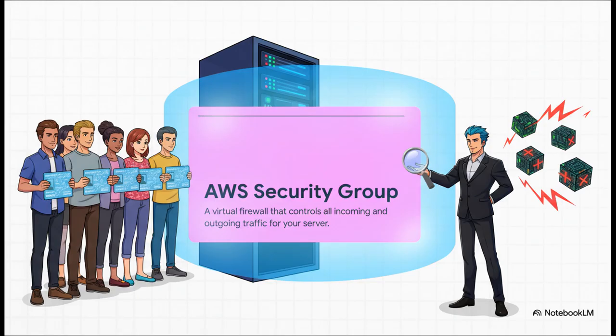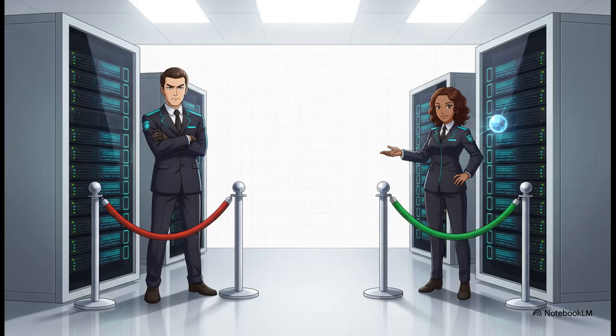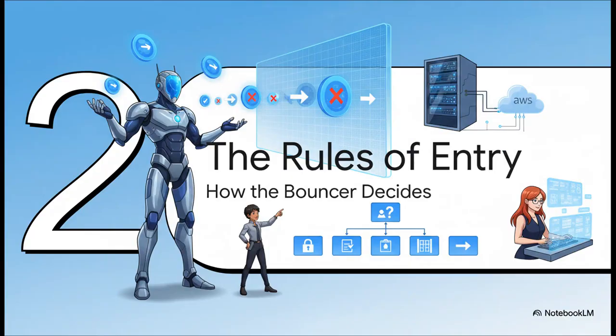Its entire job is to control all the traffic coming in and all the traffic going out. And this is a super important point. Security groups operate at the instance level. That means this bouncer is tied directly to the server itself. So you could have two servers sitting in the exact same network, side by side, but they can have totally different bouncers with completely different rules. It's that granular.